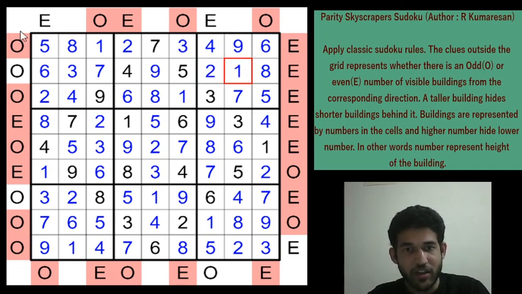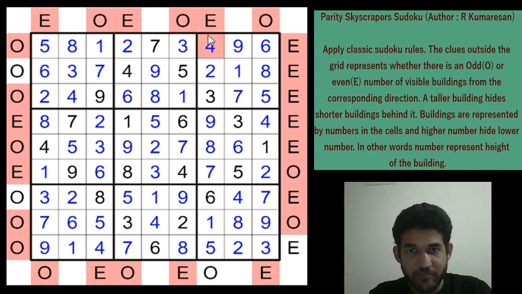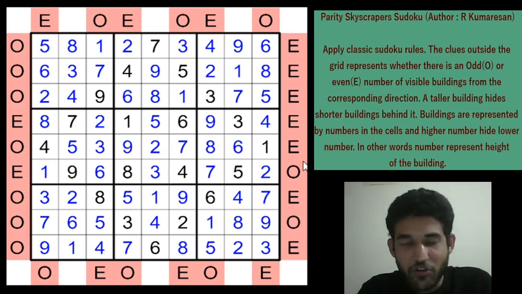Now if you see, all the clues will be satisfied. If you see this even 5 6 8 and 9, we are satisfying this clue as well, and this even clue is also satisfied, 4 and 9, and this odd is also satisfied, 5 6 7 8 9. We are seeing 5 buildings. This is also satisfied, 3 8 and 9, and this is also satisfied. Right, so what a beautiful Sudoku.